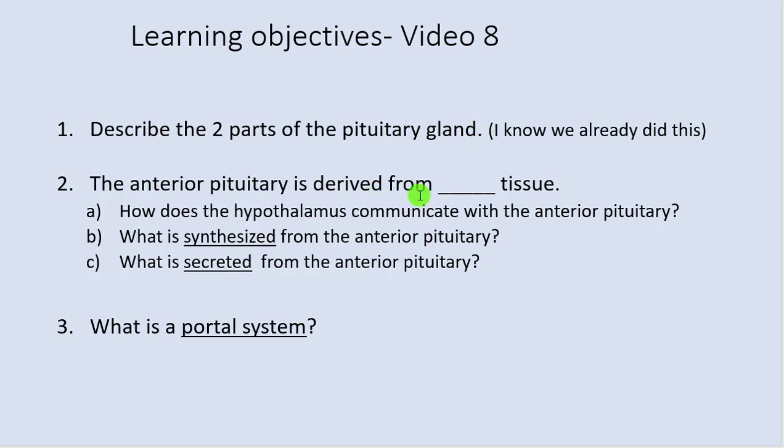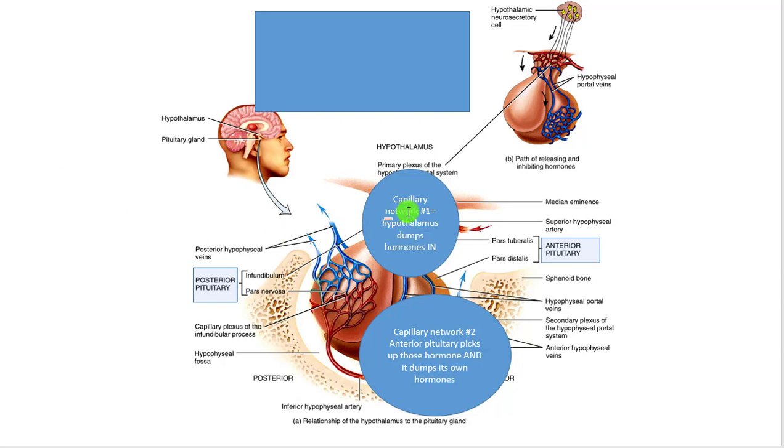The anterior pituitary is derived from epithelial tissue, and we care about that because it is distinct from the posterior pituitary, which is derived from neural tissue. How does the hypothalamus communicate with the anterior pituitary? It does so through those portal systems, which by definition is a network where I have 2 capillary systems connected by a blood vessel. And we described capillary system number 1 as being at the hypothalamus, and that's where the hypothalamus dumps hormones in.